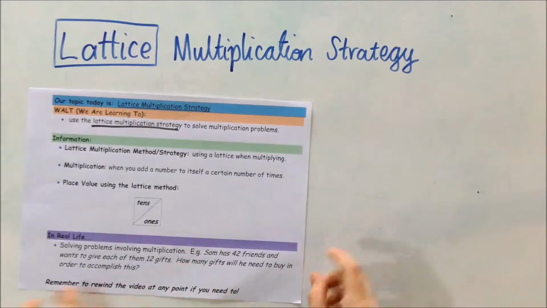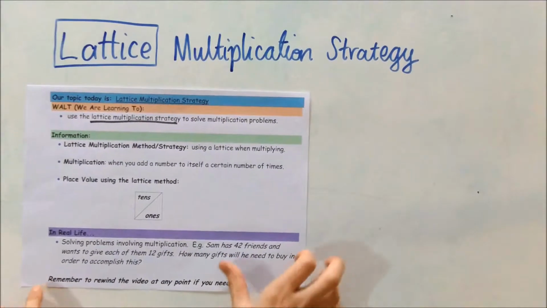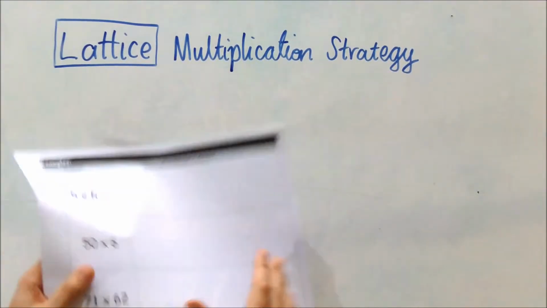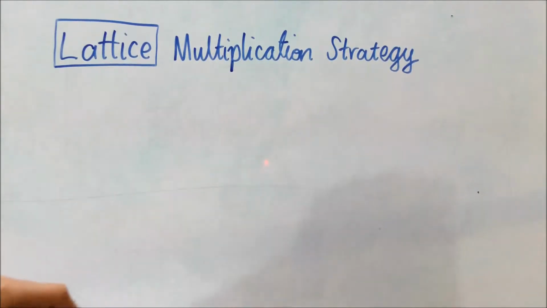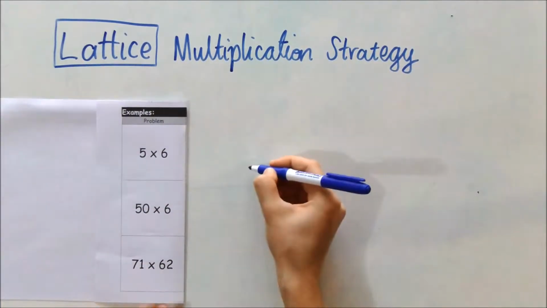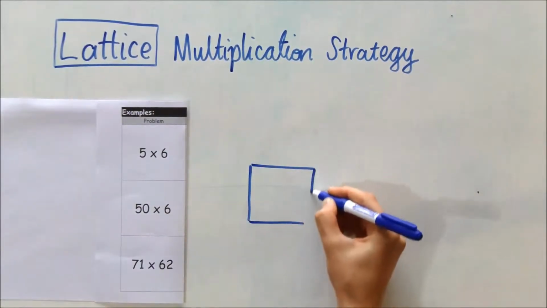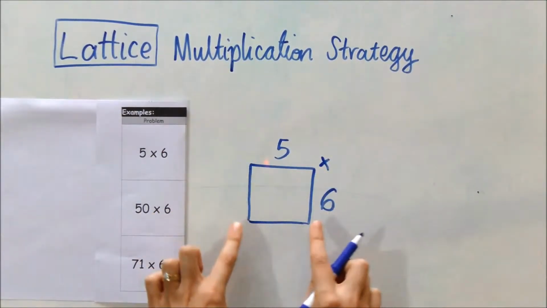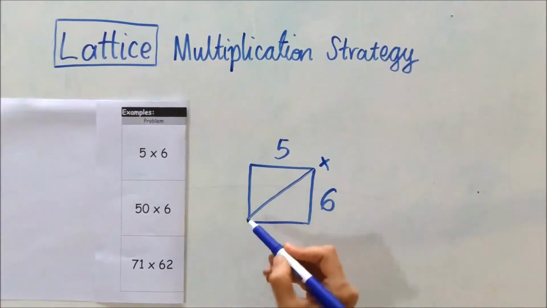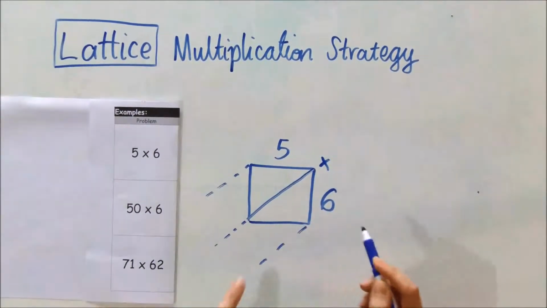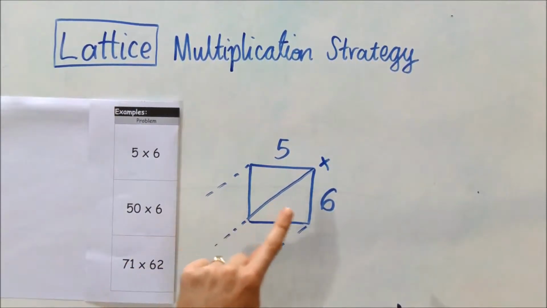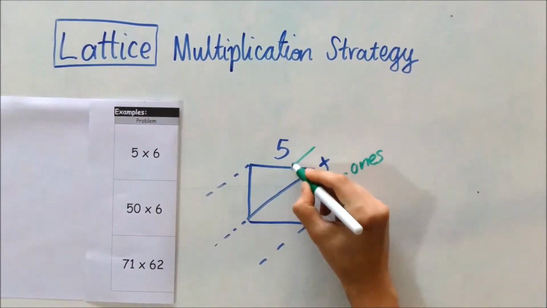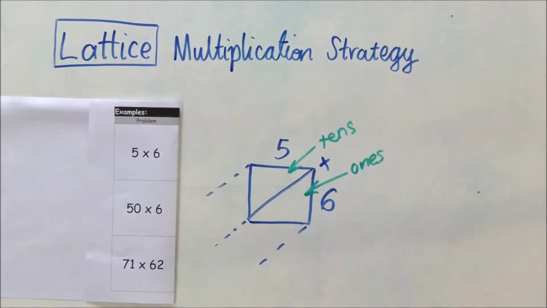So, remember to rewind the video at any point if you need to. Let's move into some more examples. Just going to fold this one over. For 5 times 6, we'll just set up our lattice. Because it's only a 1 digit by a 1 digit, we're only going to have one box like this. Cut it down the middle for the place value. Have a think about which diagonal is the ones, which one is the tens. Good. Hopefully you remember that this one is the ones column and this one is the tens column when you're working out your small parts to the answer.